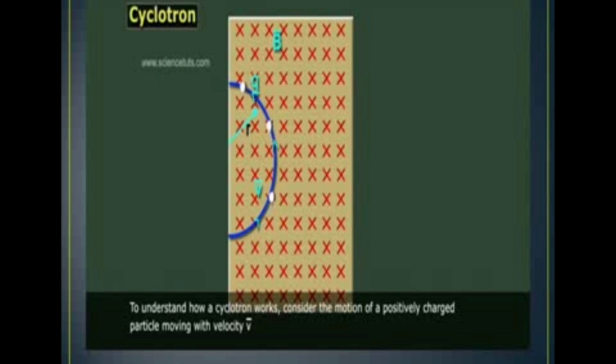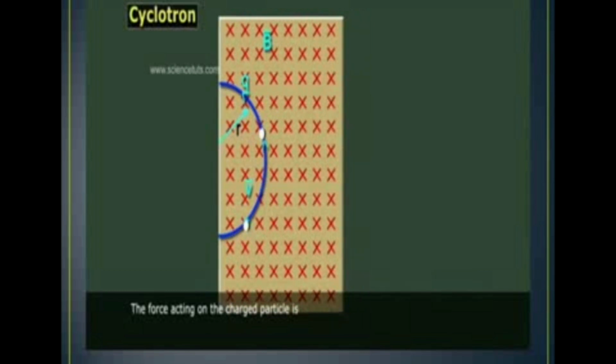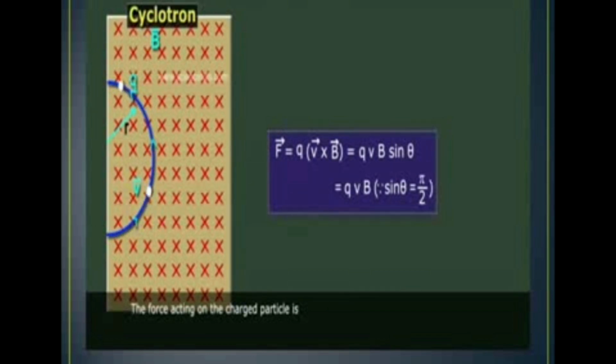So to understand how the cyclotron works, consider the motion of a charged particle. The charged particle is moving like this. B is the magnetic induction. The cross mark indicates that the magnetic induction is acting perpendicular to the particle. When the magnetic induction is acting perpendicular to the particle, it experiences the magnetic Lorentz force. So F is equal to BQV sin theta. Sin 90 is 1, so F is equal to BQV. That is the force experienced by a charged particle placed in a uniform magnetic field.